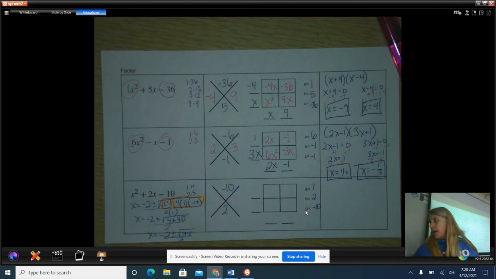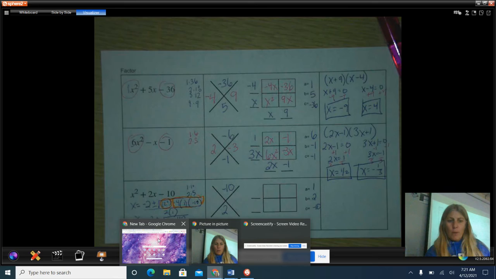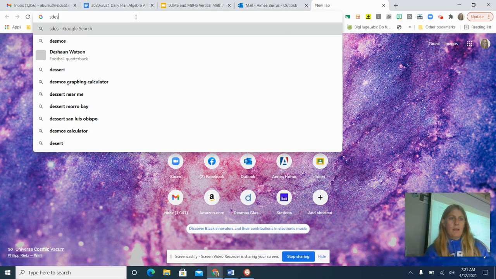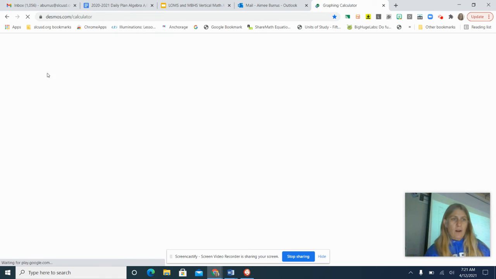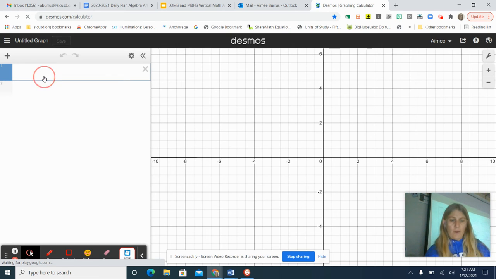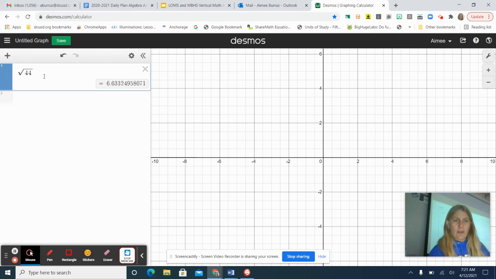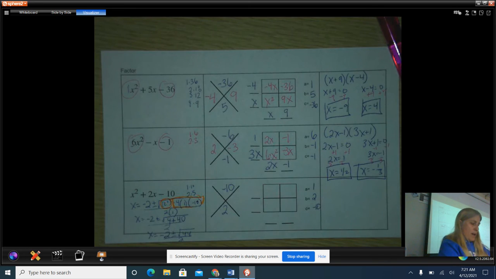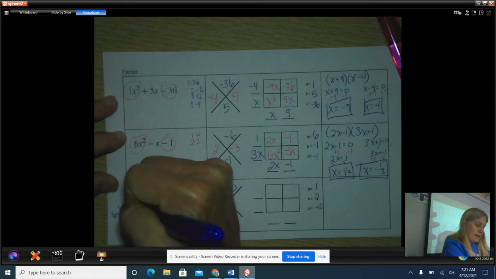Now, this right here is what we call our exact answer. So after we have our exact answer, then we're going to go ahead and split that into 2. We need to find out what that square root of 44 is. So we're going to open up our Desmos calculator, and we are going to find the square root of 44. We're going to round to the nearest hundredths, and that's 6.63. So we just write that on the side that it's 6.63.